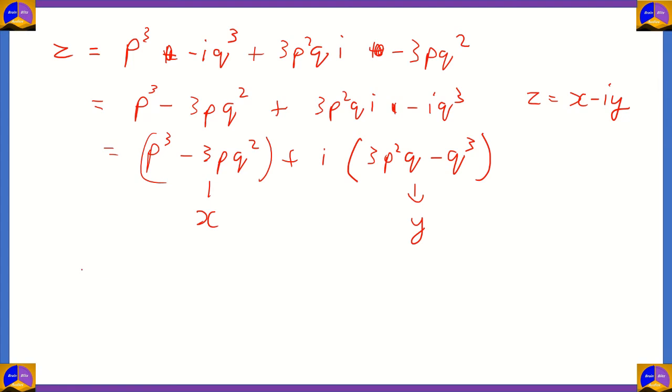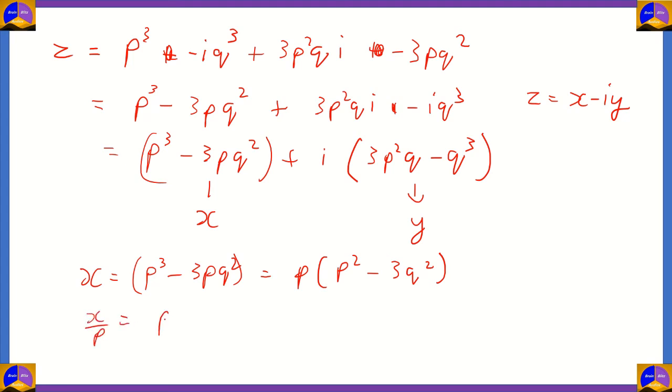We can write x as p cube minus 3pq squared, which can be written as p times p squared minus 3q squared. So therefore x by p will be equal to p squared minus 3q squared.